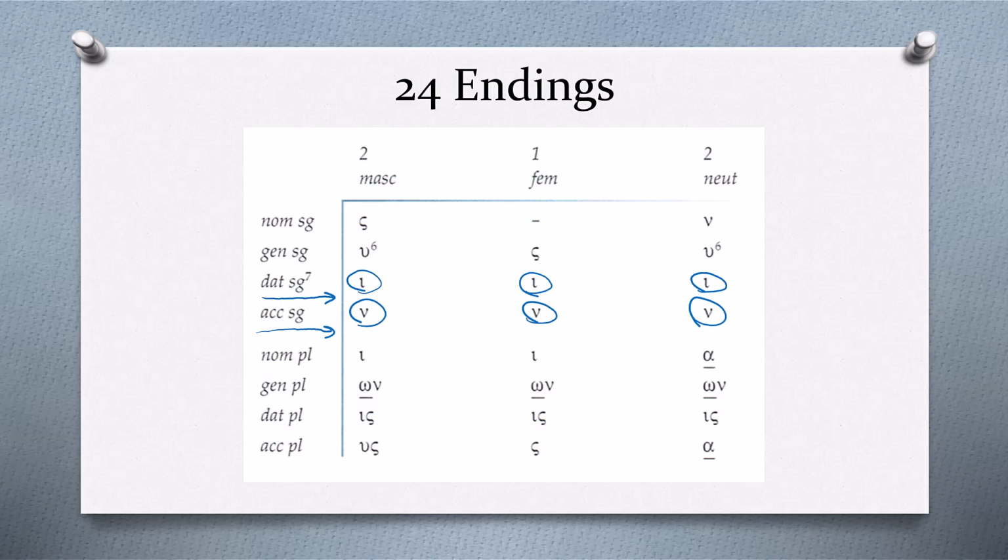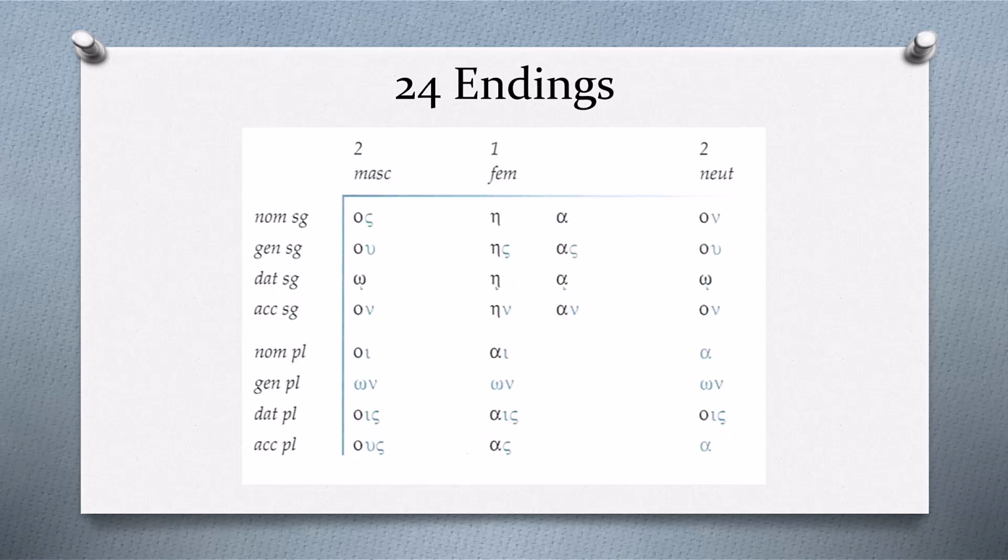This is somewhat true for the nominative plural because if it's a masculine noun, it's going to end in iota, and if it's a feminine noun, it's going to end in iota. Notice what happens in the genitive plural. They all end in omega nu. Omega nu, omega nu, and omega nu. Same is true for the dative plural. So we actually have a lot of overlap for these noun endings.